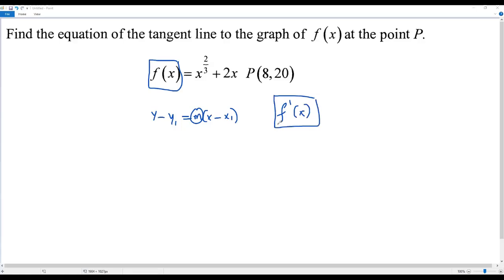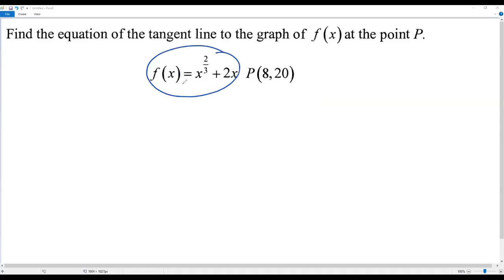Once we get f prime of x, we have to plug in the given point (8, 20) into the first derivative to get the slope at this point. Once we get the slope, we can use the point (8, 20) and plug all these into the point-slope form equation of a line to get the equation of the tangent line.